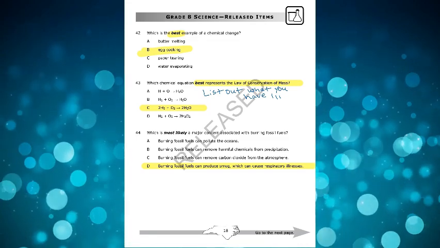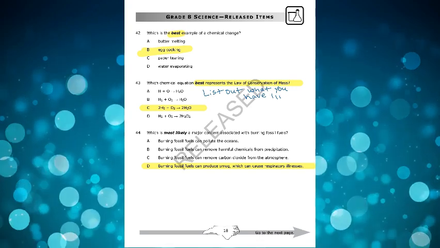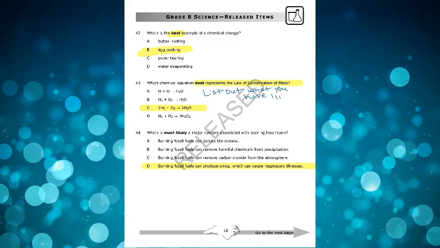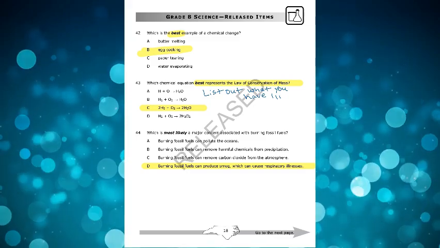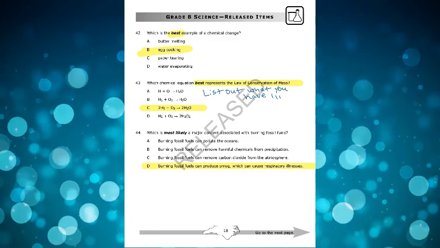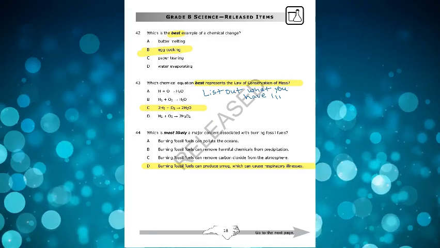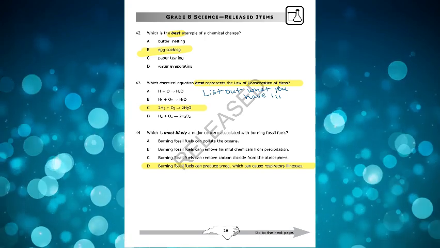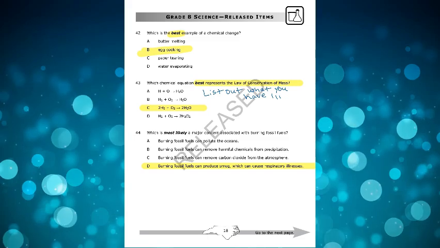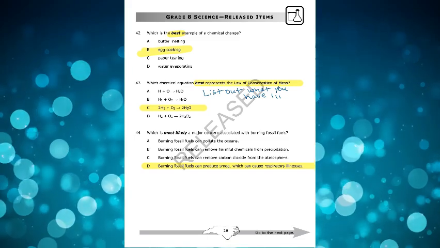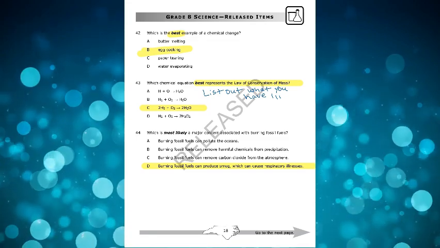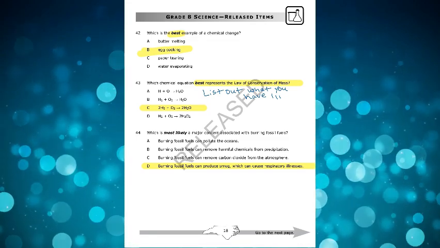Now, 43, which chemical equation best represents the law of conservation of mass? Again, when we talk about the law of conservation of mass, we talk about the fact that matter is not created or destroyed. It can just be transferred from one form to another. And so for here, you would want to list out what you have for each one. So just like when you're doing your normal balancing of chemical equations, you want to list out what you have on the product and the reactant side. And when you do that, you'll see that C is the best answer there for you.